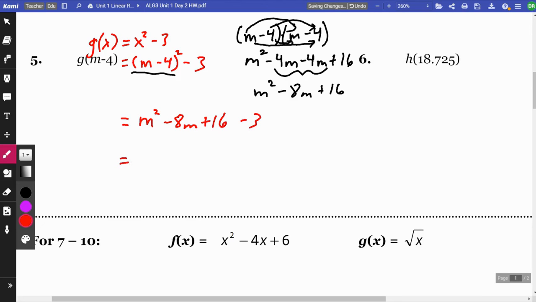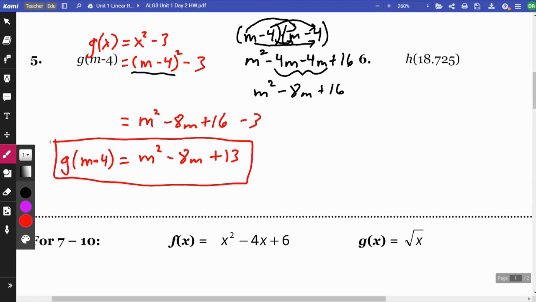We haven't been able to do anything with it, but now we see that we do have some like terms. M squared's alone, there's no other m squareds. Negative 8m is alone, there are no other terms with just an m. But 16 and 3 are like terms because they both don't have an m. So we can simplify just that part, and you get 13. So g of m minus 4 is m squared minus 8m plus 13.